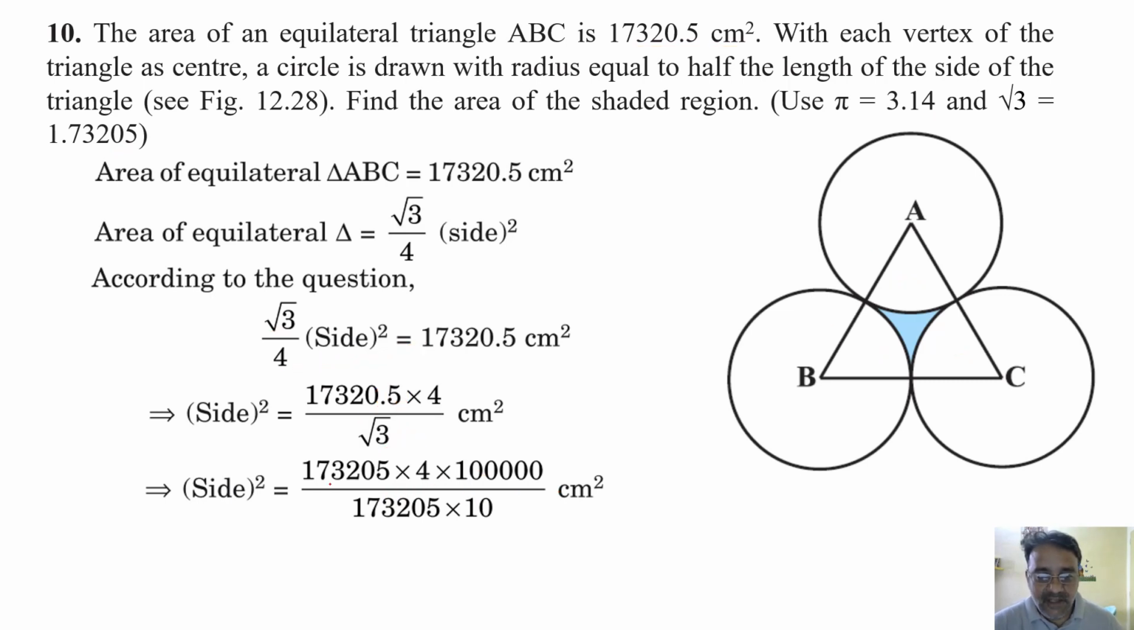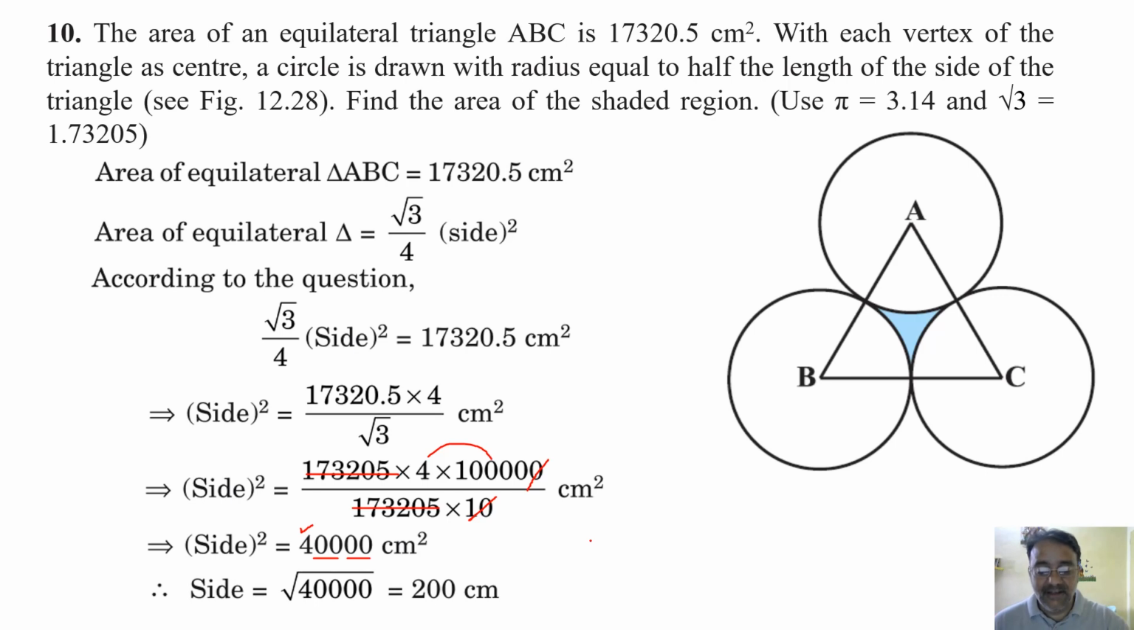Yes, sir. Okay. Now see, this 2 will be cancelled. ये दोनों कैंसिल हो रहा है और यहाँ पे एक जीरो वी कैन कैंसिल. So we will get 40,000. Okay, side square is equals to 40,000. So 40,000 का स्क्वायर रूट कितना होगा? ये दो जीरो का पेयर है तो यहाँ पे 100 आ जाएगा. What is the square root of 4? 2. 200. Final answer is 200 centimeter.